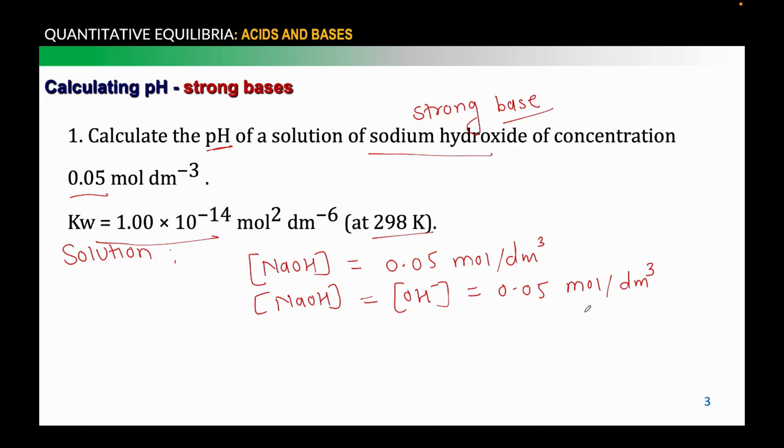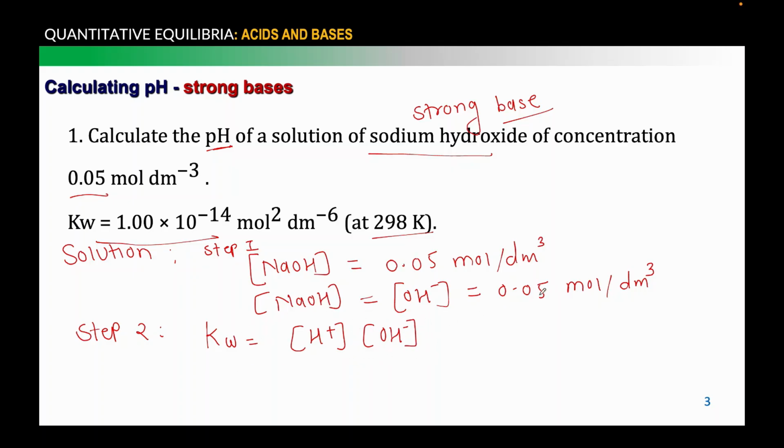Now we just need to find out pH, that means we need H plus value. So this is our step 1. So in step 2, students, write the equation: Kw, that is ionic product of water, is equal to H plus times OH minus ion.